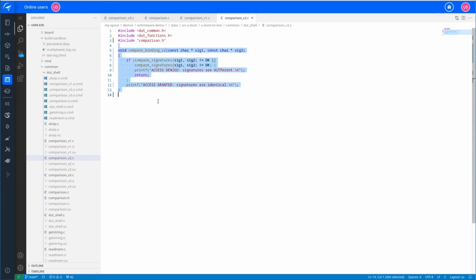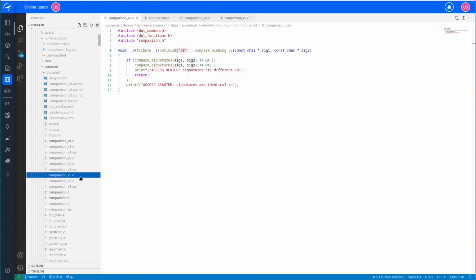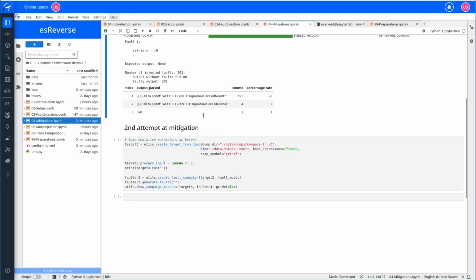So we know that this doesn't work. We can now again loop back. The developer has some new information, and we can go back to compare v3, a third version of our function, second version of our mitigation, where we ask the compiler not to optimize anything in that function. And is it going to work this time?